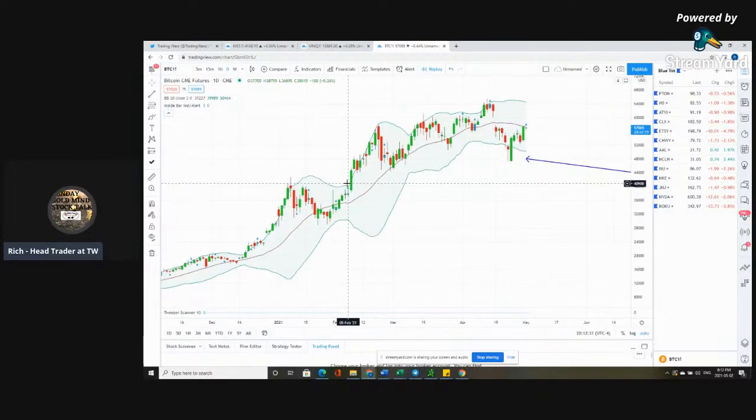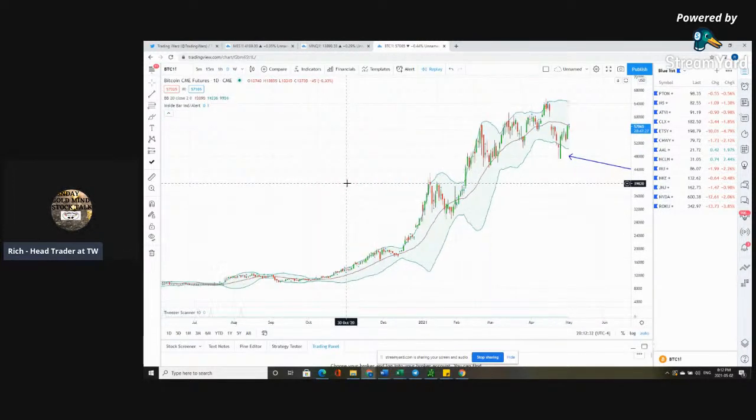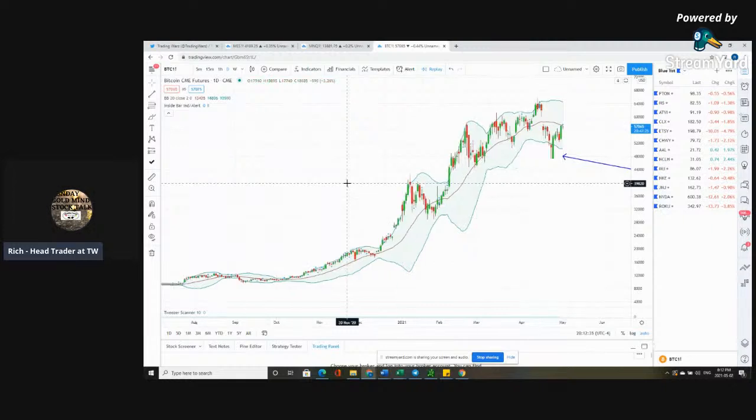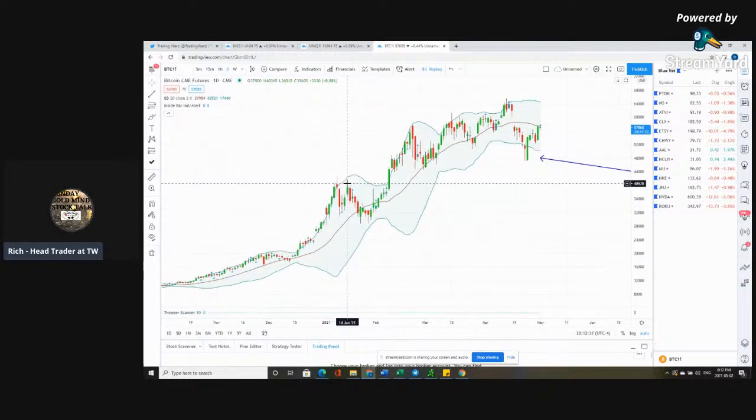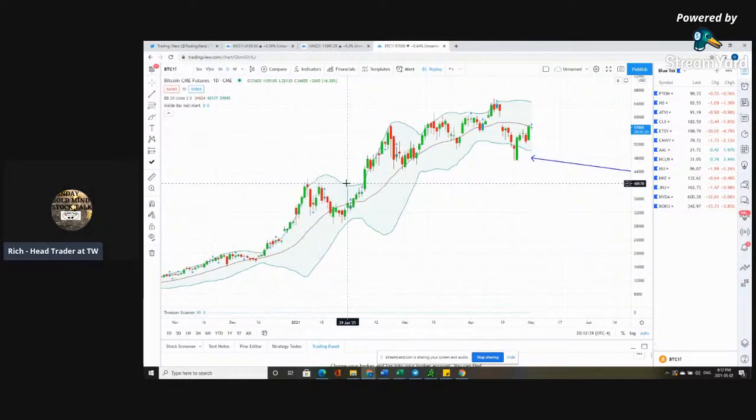But if we want to go to the bigger picture, let's go to the daily chart. Okay, let's see how the fibs respond on the bigger picture. So the key thing that I look for with fibs is gaps.